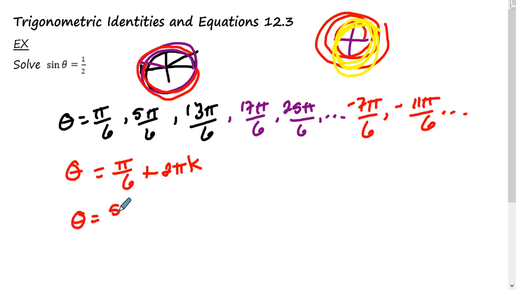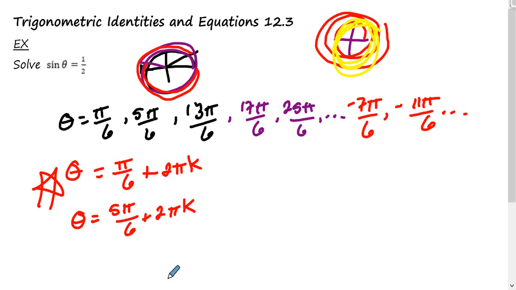And then the second one is 5 pi over 6, again, plus that 2 pi k. That takes into consideration all values. Since I told you to solve and I didn't give you any kind of restrictions, these would be both of my answers. If I said between 0 and 2 pi or something along those lines, I may clue you into what I'm actually looking for.